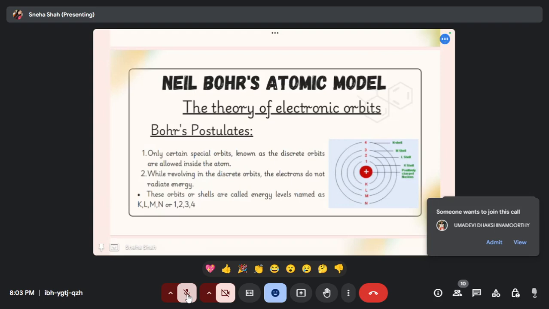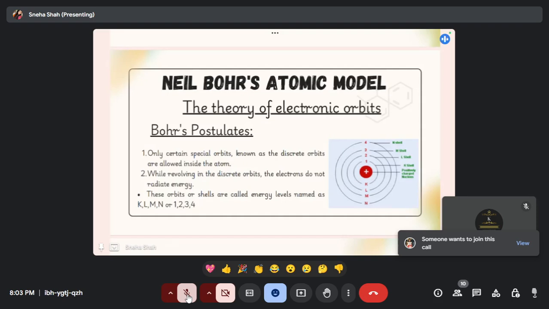Okay. So he gave two things, that only special orbits. Now understand, if electrons are moving in one very specific direction, let's say left to right or right to left, whatever the direction may be, all electrons are moving in the same direction. So does this mean that there will be no collision between two electrons? Yes, because they are moving in separate orbits.